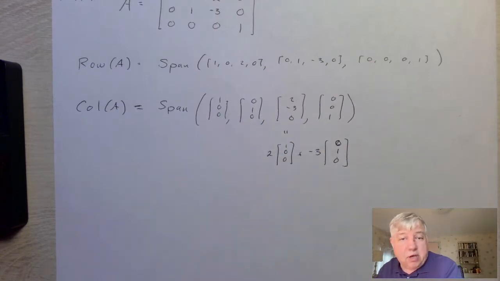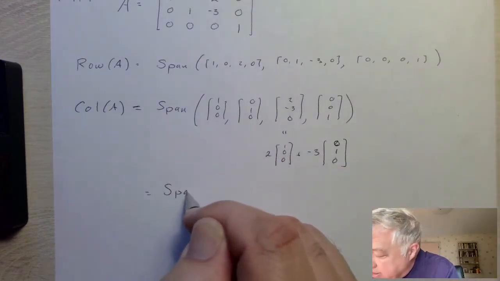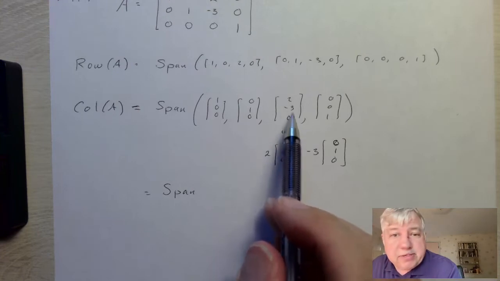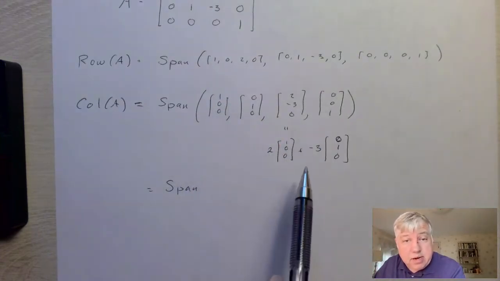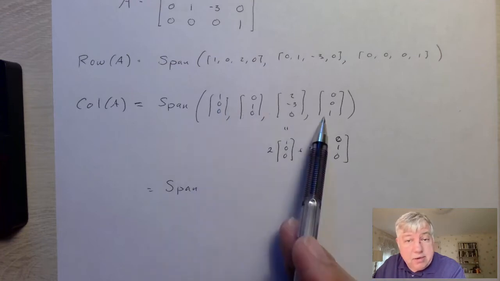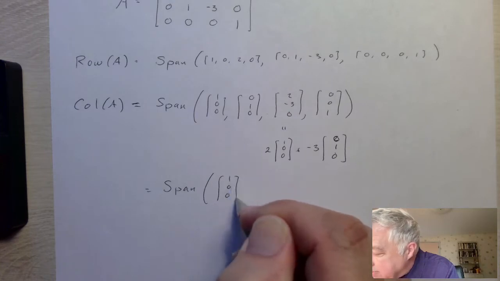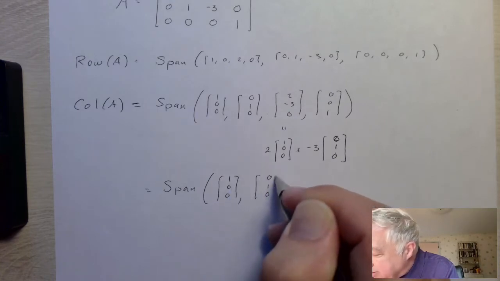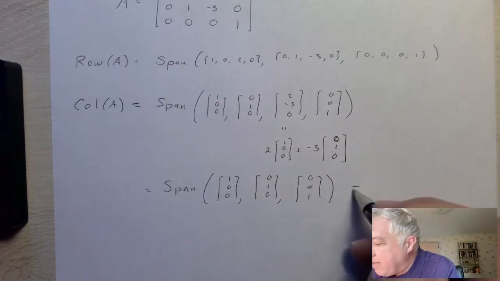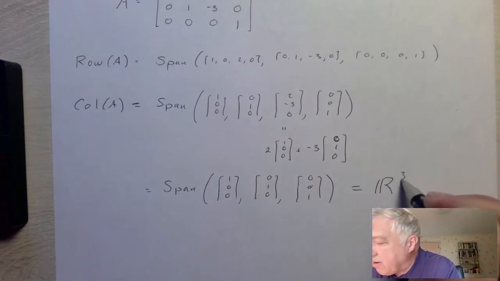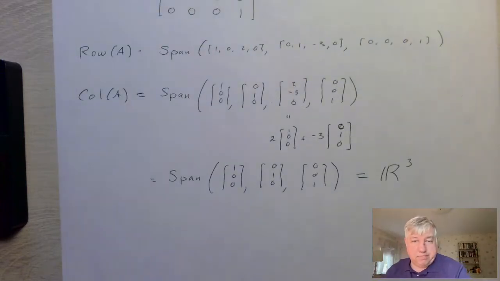So as a result, we can basically remove this vector. It's not necessary, because any linear combination of these will be a linear combination of these 3. So this is going to be the span of (1, 0, 0), (0, 1, 0), and (0, 0, 1). And in fact, this is just all of R3. So that's the column space.